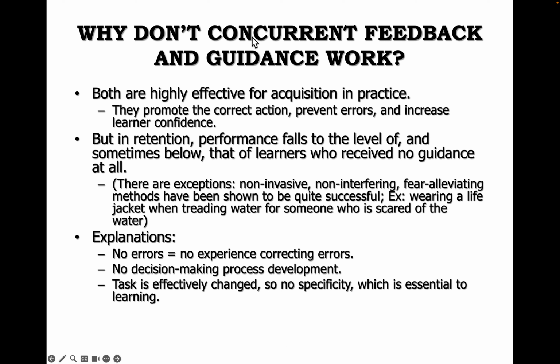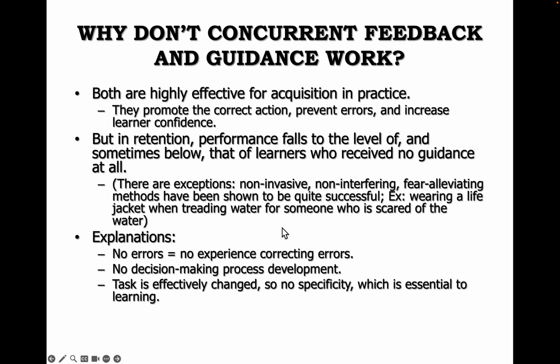So why don't concurrent feedback and guidance feedback work? Again, they are very good while we're actually performing the skill initially in our initial practice session. But on retention, performance falls to the level of, and sometimes below, that of learners who receive no guidance at all. And again, there are some exceptions to this.